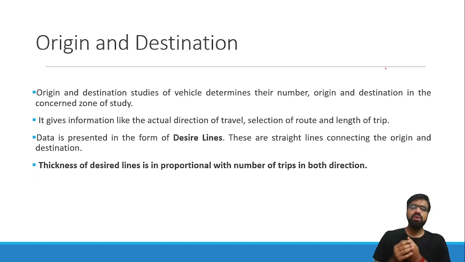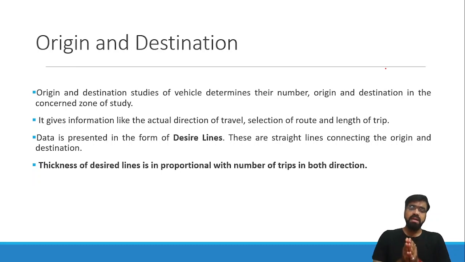There are other methods also like contour lines, but desired lines are the most favorable one because they will give us visualization of which route is used more. So what is a desired line? A desired line is a straight line which denotes a trip from location 1 to location 2. If location 1 and location 2 have n number of trips, then the thickness of the desired line will be proportional to that n value. It means the more the number of trips, the more the thickness of the desired line.